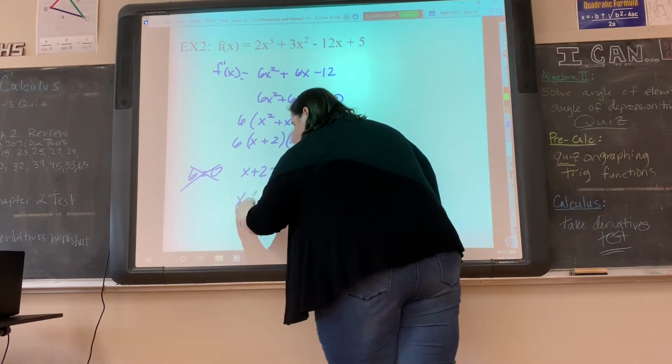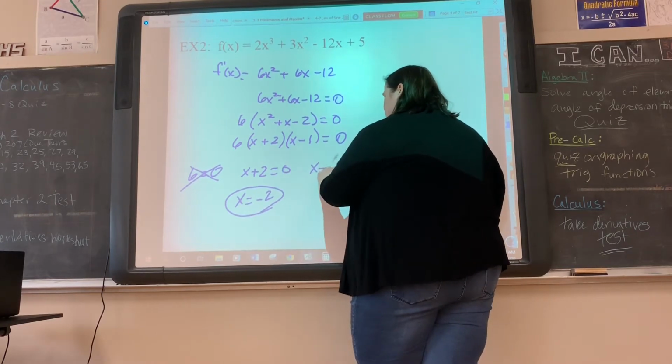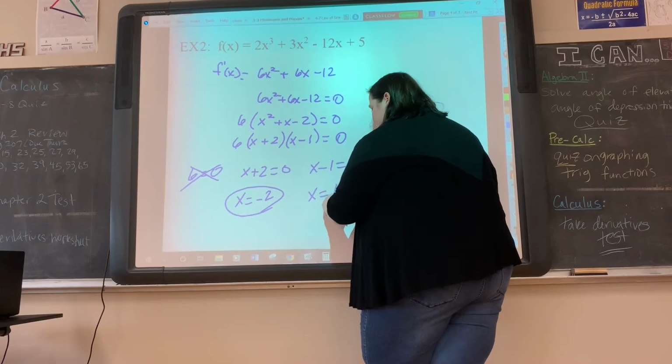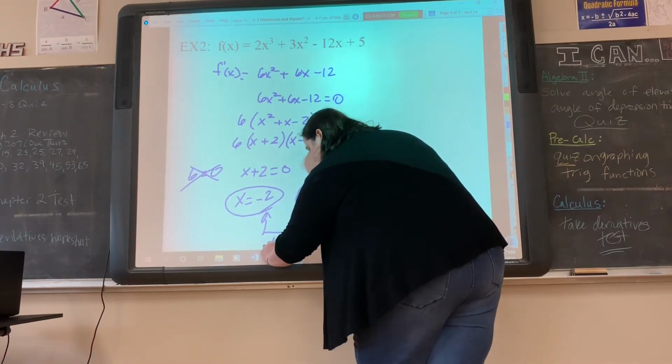and solve. So we got x is equal to -2 as one of our answers. And we set x minus 1 equal to 0. So we get x equals positive 1 as our other answer. So these two things are our extremes.